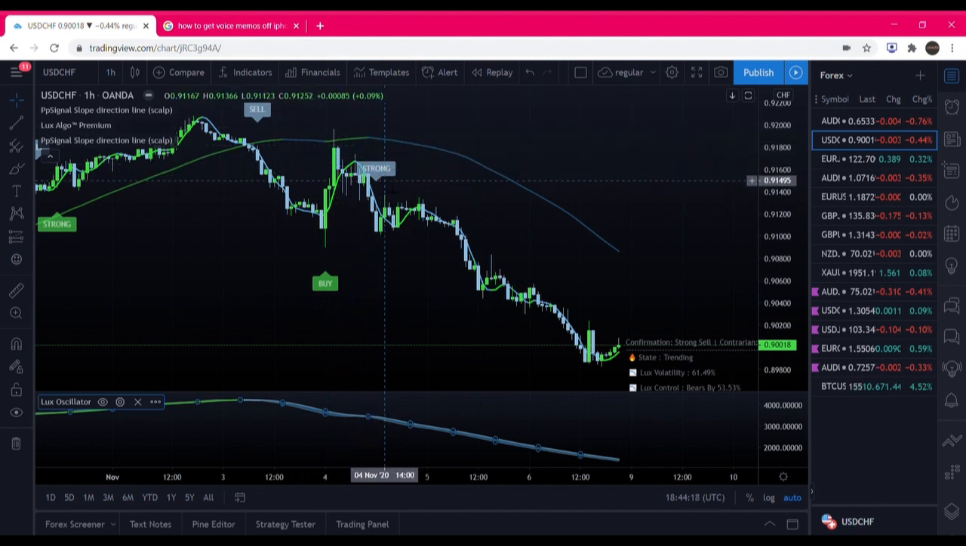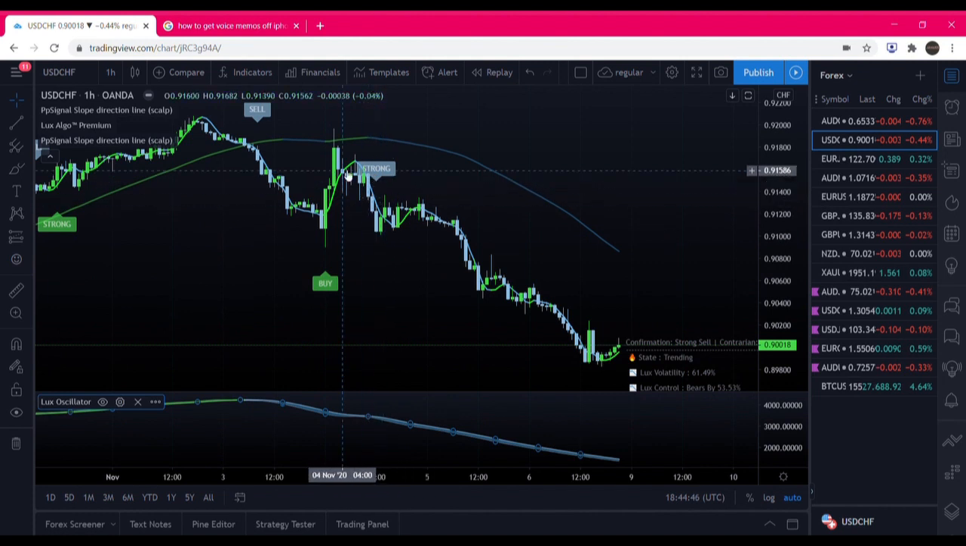Lux sent me a sell signal right here. Strong sell. Also, I have my other trend indicator confirming that it's a sell signal. Then I look down here at Lux. If this oscillator is not sell, if it's still green, you do not get in because that could be a reversal. It could be a reversal, and you shouldn't get in.